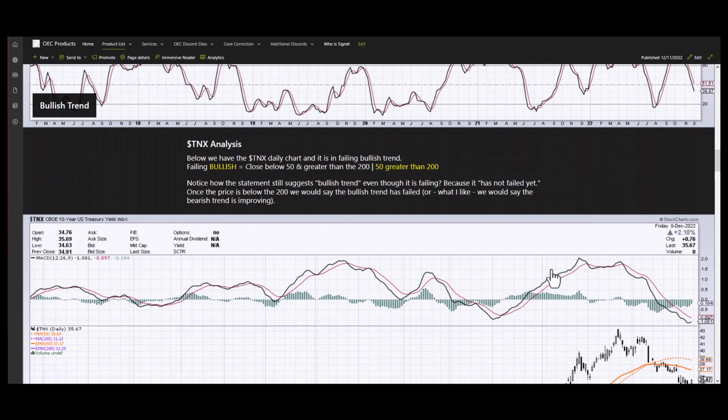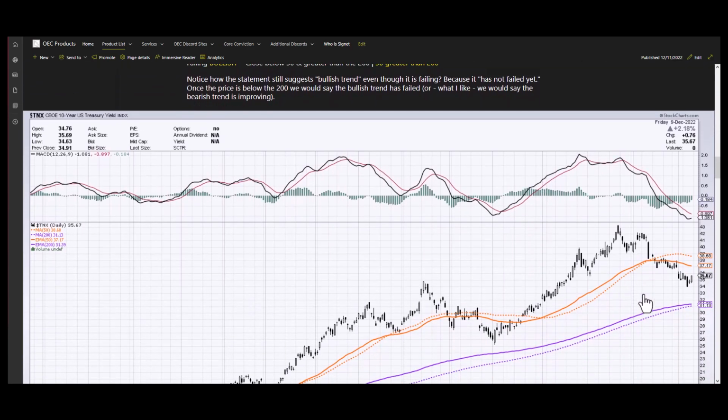Now in the next one, we're still in a bullish market because the 50 is above the 200, but this bullish trend is failing. It's failing because we're below the 50, and the 50 has started to curl over. It's moving back towards the 200. So price is moving to the 200, 50 is moving to the 200, and that tells us that this bullish trend is failing. It hasn't failed yet. We're still in a bullish trend on the daily time frame, but this is a trend that is failing.